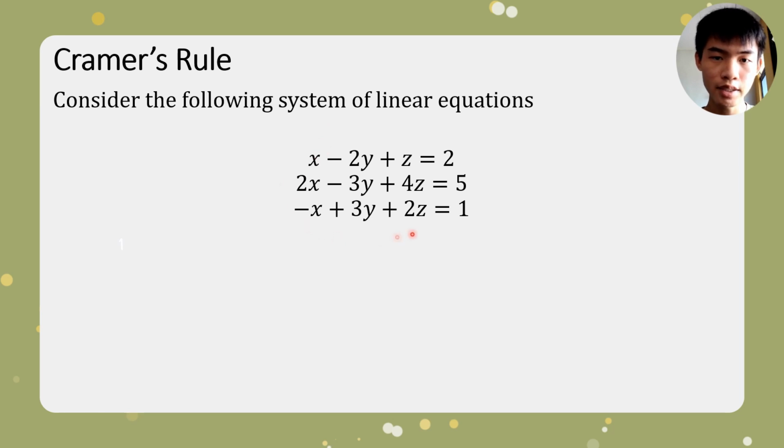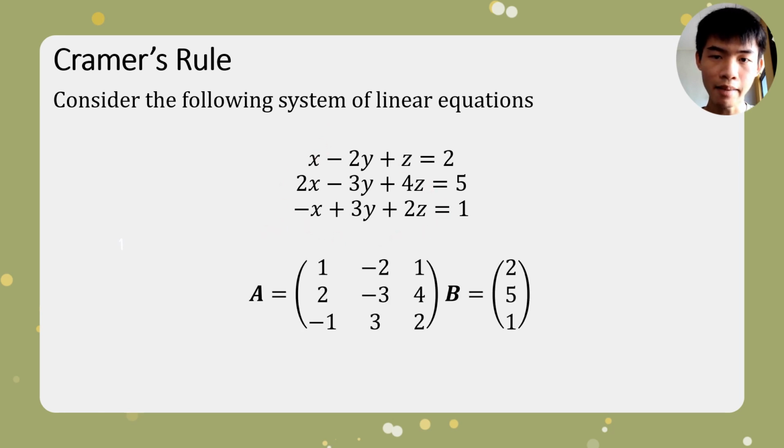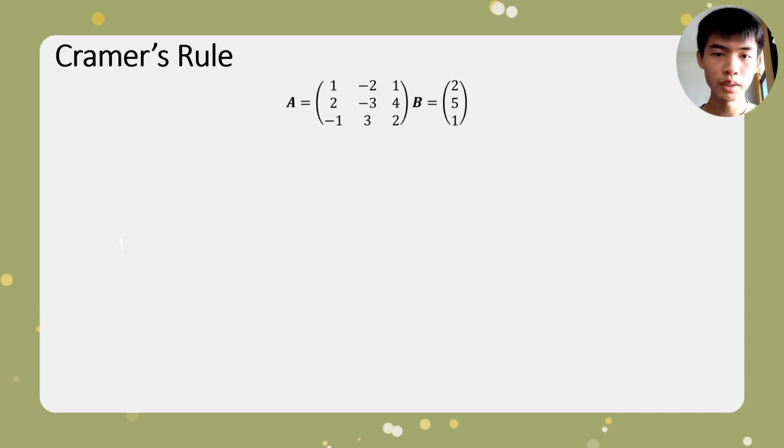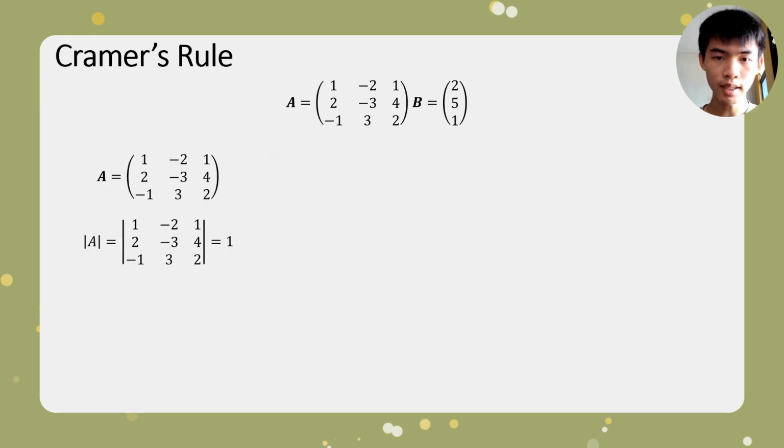Consider the following system of linear equations. We can get the matrix A as the coefficients and matrix B as the constants on the right side. With these two pieces of information, we can try to solve the system of linear equations. First, we need to find the determinant of the original A matrix for the denominator. Since it is 1 and not equal to 0, we can continue to solve. If it is equal to 0, we may terminate the solving process as there will be no unique solution.